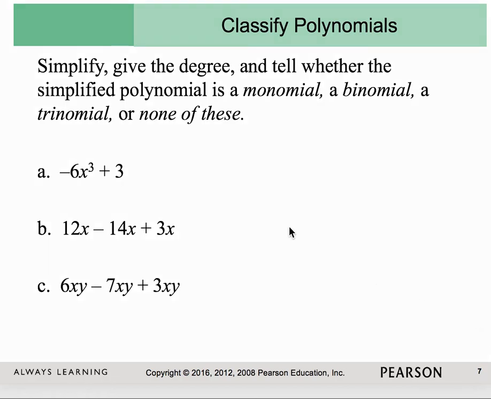Simplify. Give the degree and tell whether the simplified polynomial is a monomial, a binomial, a trinomial, or none of these. These do not have like terms. It is as simplified as it can get. Since it has 2 terms, it's a binomial.